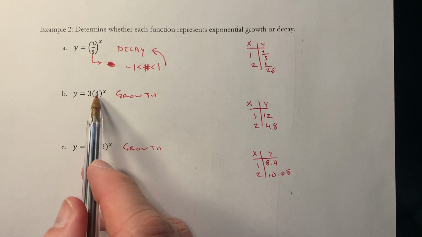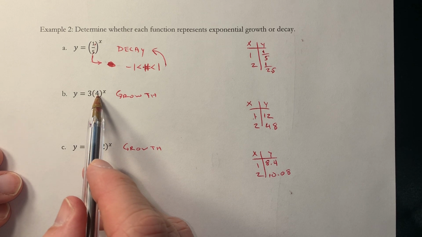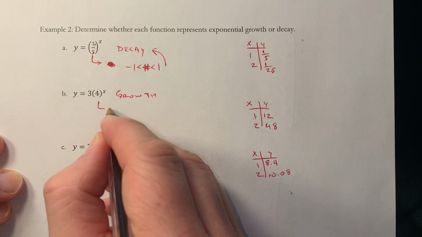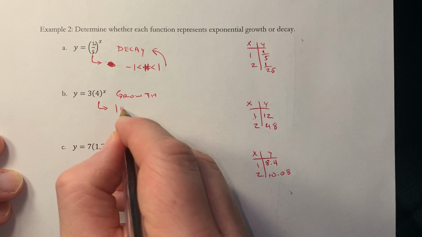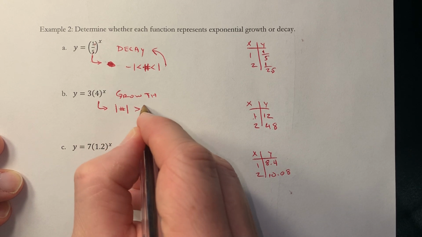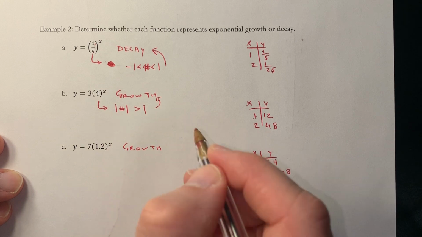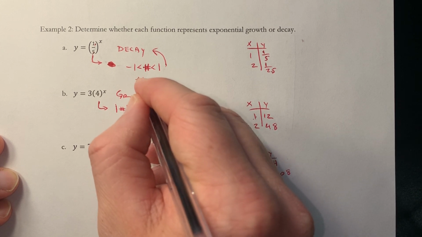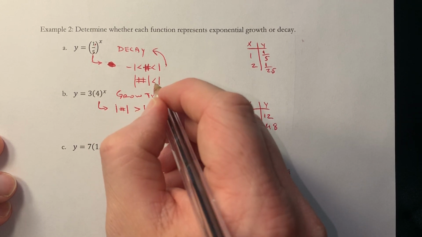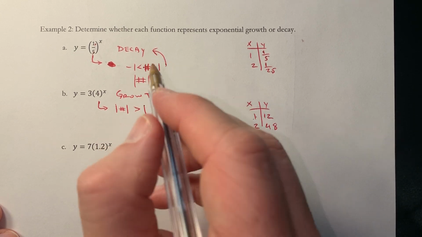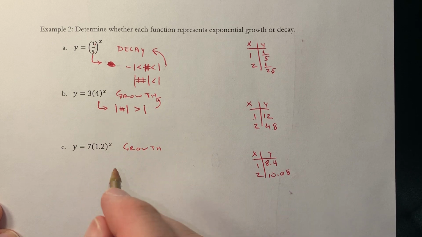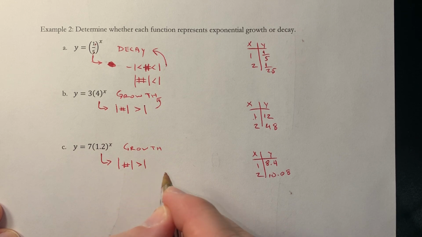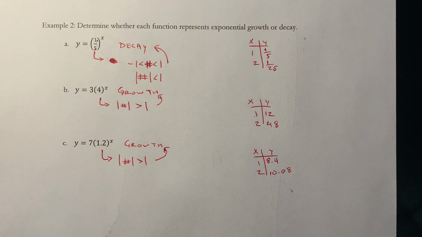Okay, now this number here is not between negative 1 and 1. Its absolute value, that's another way to say it, the absolute value of that number is greater than 1. And that gave us growth. So this one, if I wanted to write with absolute values, it would be the absolute value of that number is less than 1. So when that number has an absolute value less than 1, it's decay. When it has an absolute value greater than 1, it's growth. And in this case, once again, we have a number whose absolute value is greater than 1, and that gives us exponential growth.